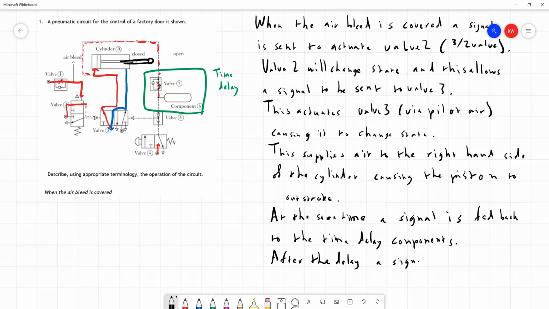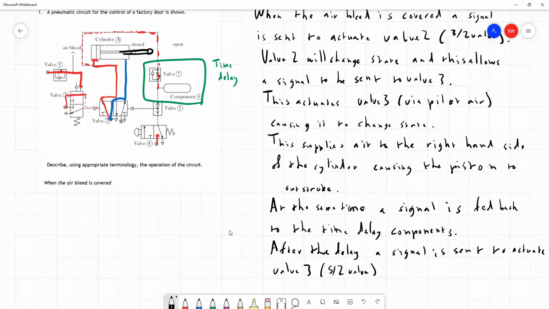a signal is sent to actuate valve 3. And I didn't mention this earlier, but I could have said that valve 3 is a 5-2 valve as well. Again, not every single detail; the key points are about signals, valves being actuated, states changing, and pistons instroking and outstroking. These are the really important things to include in an answer. Including component names is definitely valuable, but if you didn't include every single component name, you'd still be able to get full marks for an answer.